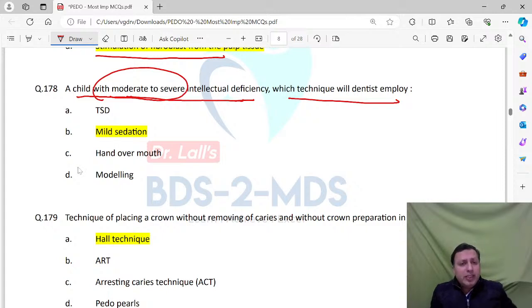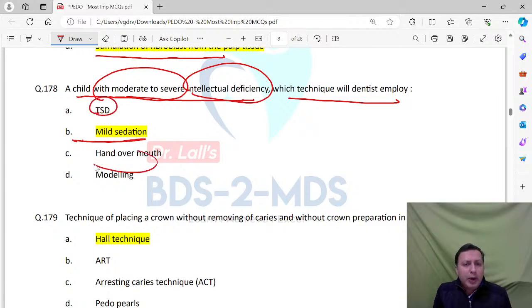Now in this case, if the child is already having an IQ less than 69, will you go with a non-pharmacological behavior management technique? No, I will not. I will definitely go with a pharmacological behavior management technique. So in this case, they have mentioned mild sedation, whereas the other techniques like tell-show-do, hand over mouth and modeling are non-pharmacological behavior management techniques. So the correct option is a pharmacological behavior management technique, and that is mild sedation.